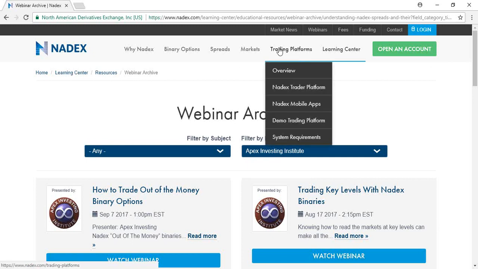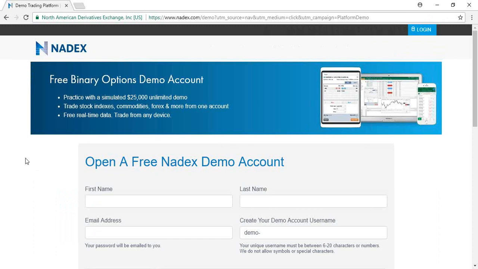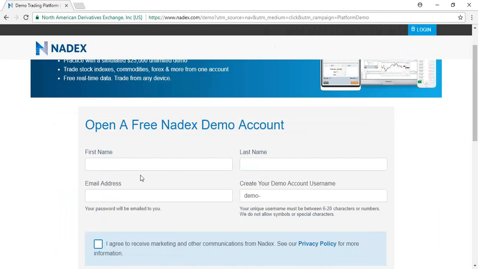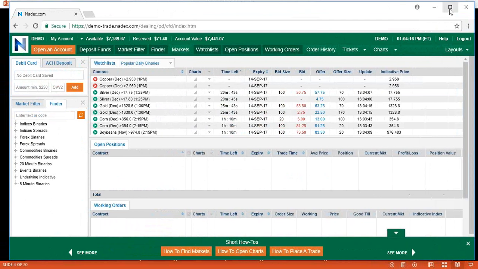If you go right to trading platforms, Nadex has an online trading platform. They've got a great mobile app, but right here, demo trading platform. If you don't already have one, make sure you get one of these. Nadex will give you a free $25,000 demo account, okay? All you gotta do is fill out some quick information and hit submit. And in just a few moments, you'll get an email with a temporary password, and you can log right into a Nadex demo account, okay?